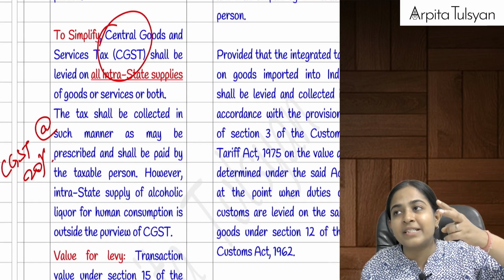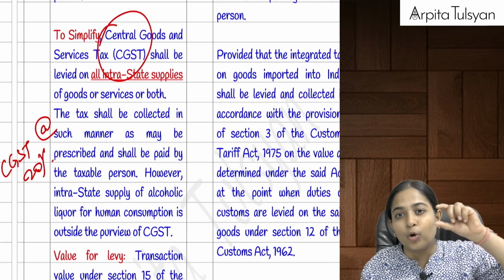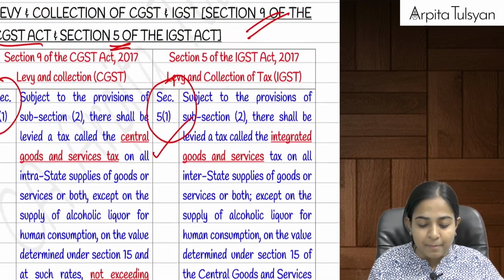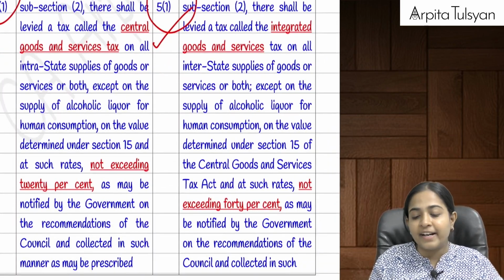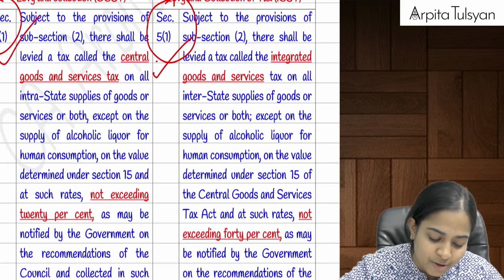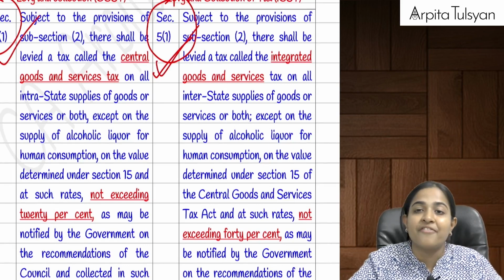I am not talking about CGST and SGST. CGST alone will be there at the rate of 20%, the maximum rate of tax that is notified till now. This was given under section number 9(1) of the CGST Act. Can you now tell me what will be given in section number 5(1) correspondingly?